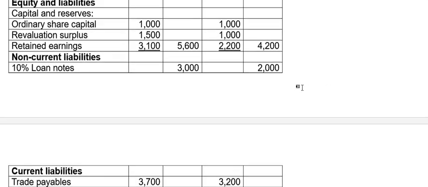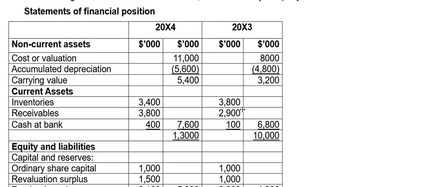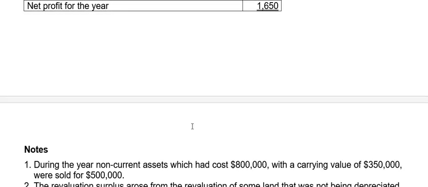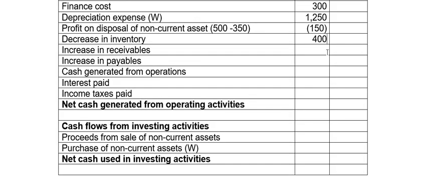Look at the trade receivables. What happened to trade receivables? Trade receivables increased by 900, from 2,900 to 3,800. That's an increase in receivables of 900, and this is a cash outflow. When your receivables increase, the business has less cash, because it means they are selling more goods on credit, so that's a cash outflow.